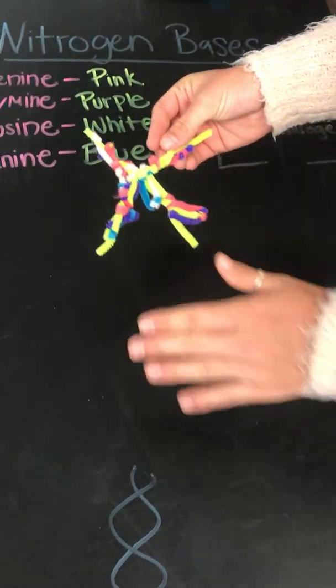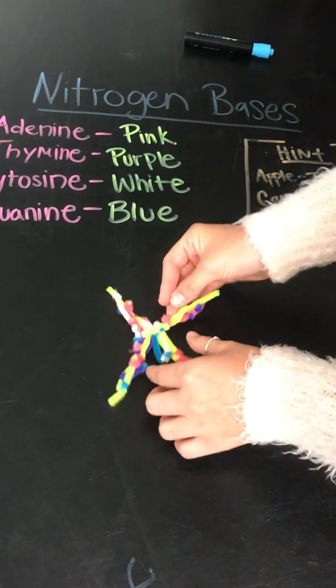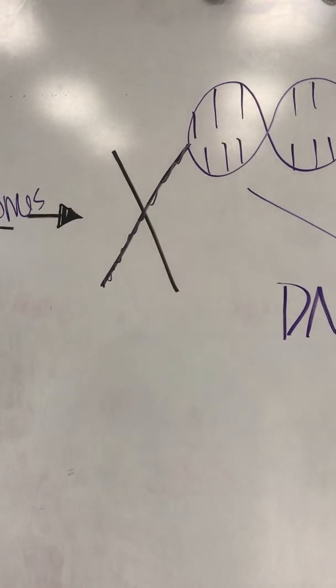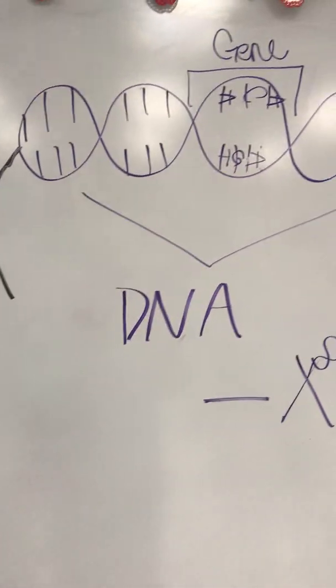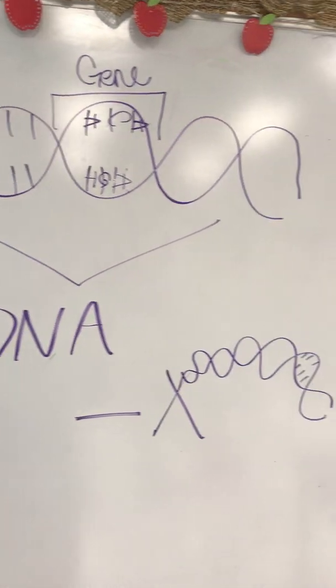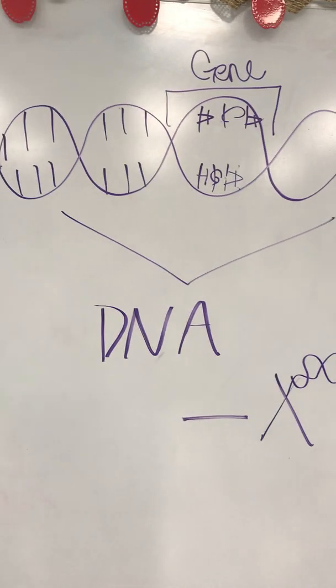Inside, we already saw our DNA, our genes, and our nitrogen bases. And now we have an X. As you can see, this X is going to represent our chromosome. So this is just an easy activity to show you what the inside of a chromosome looks like, how your DNA works. You get these from your parents, and these are all inherited traits.